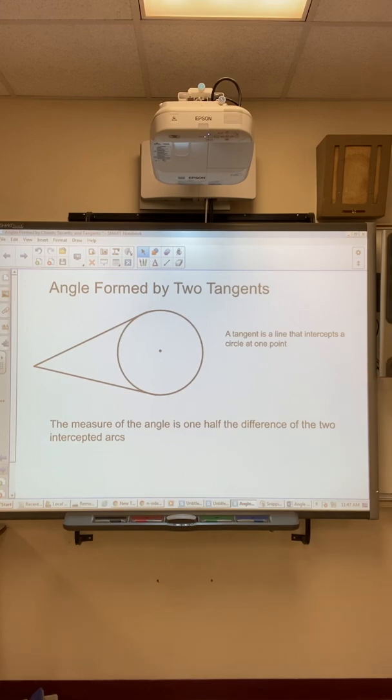We've looked at three different situations. Two chords, two secants, two tangents. When the angle is inside the circle, like two chords, it's half the sum. When the angle is outside the circle, it's half the difference.